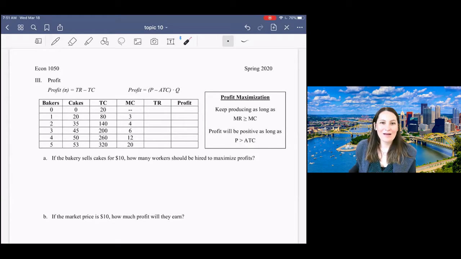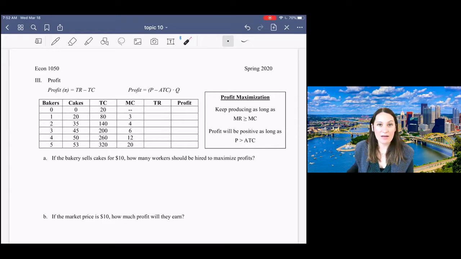Hello, here we are at video 3 for topic 10. Today we're going to be discussing profit and how firms can maximize profit. So we're going to use the numbers from the example in the previous video. If you haven't watched that, go back and watch the previous video.